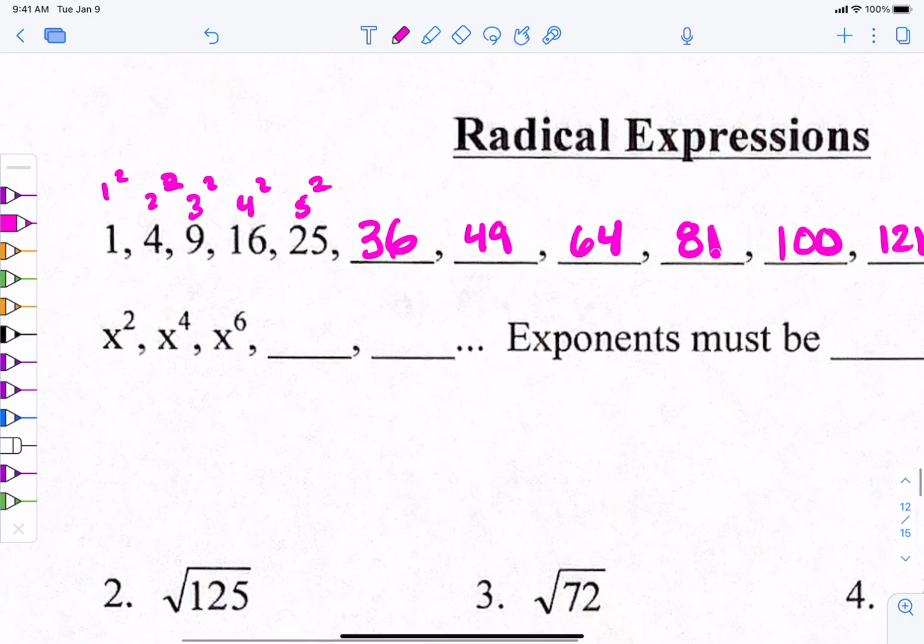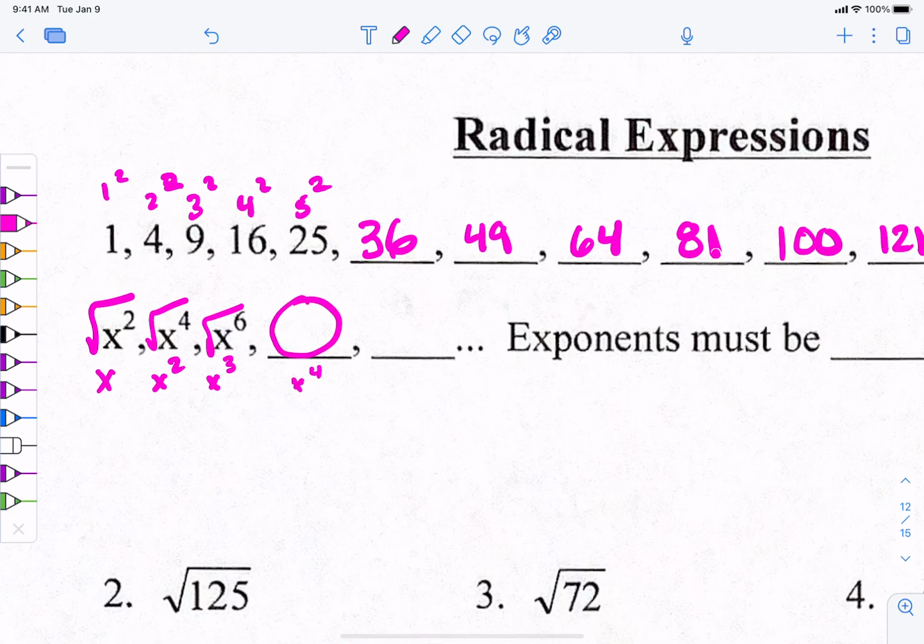Now, when you're dealing with variables, like the square root of x squared comes out nicely. It is just x. The square root of x to the 4th power comes out nicely. It is just x squared. The square root of x to the 6th power comes out nicely. It is just x to the 3rd, okay? Now, if I'm doing x to the 4th, what goes in this spot? X to the 8th. If I'm doing x to the 5th power, it is x to the 10th.